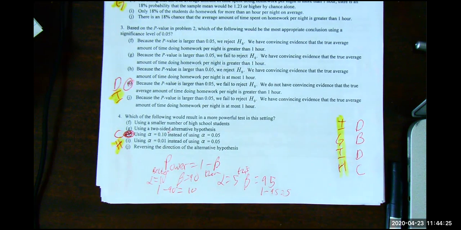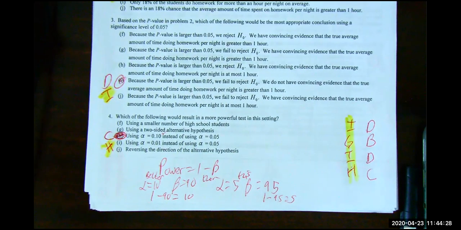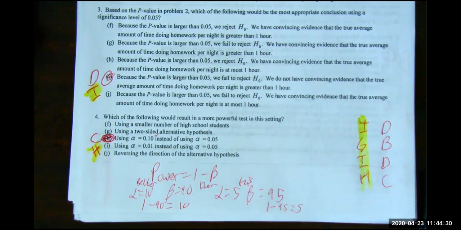Looking at number 4, power is 1 minus beta. Beta you can view as sort of the antithesis of alpha. Alpha is the inherent error that we are willing to work with. Beta and alpha play off each other initially. Beta is also influenced by sample size. Alpha is not influenced by sample size. Alpha is influenced by industry standards, what error you're willing to live with.